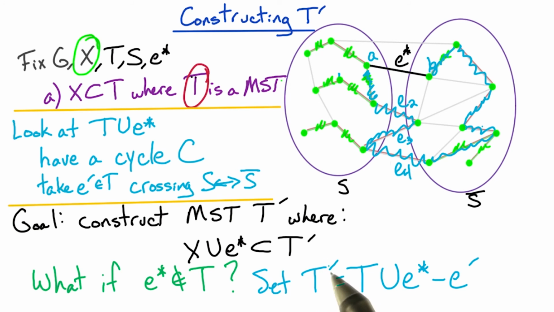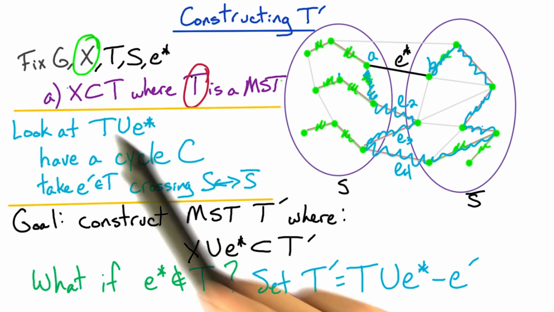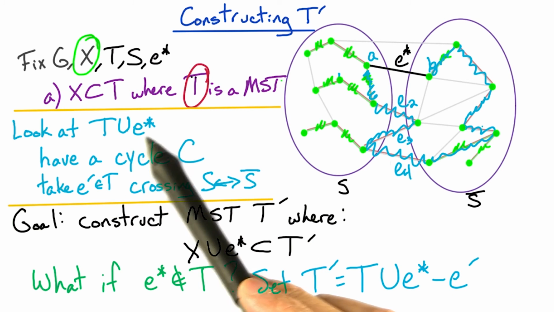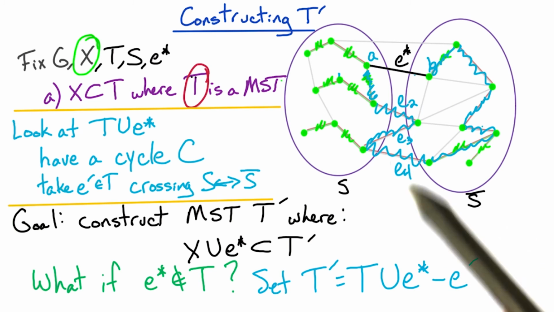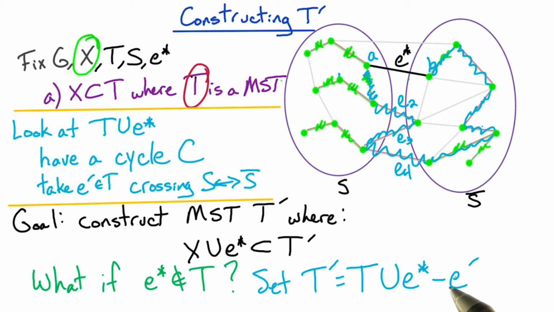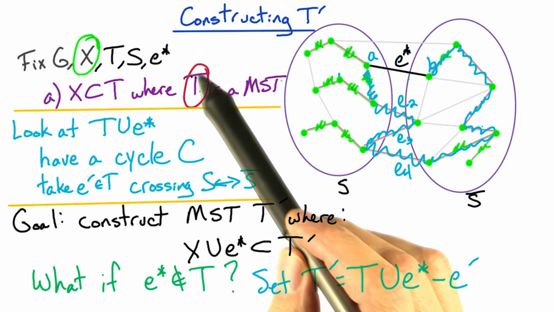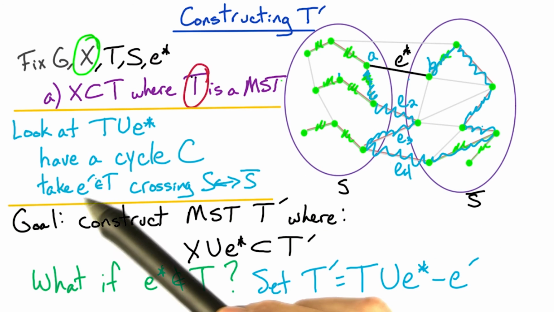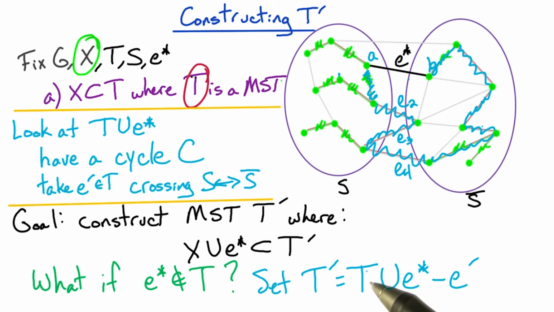And finally, we have our tree T prime. We're going to set T prime to be T, which is the MST which contains the partial solution X. We're going to add in this edge E star, which is the edge we're trying to add into our partial solution. And then we're going to subtract, we're going to take away any edge which crosses from S to S bar, which is part of this tree T. And we know there exists at least one such edge E prime. Take any such edge E prime and take it out of the tree T, add in the edge E star, and this gives us our tree T prime.